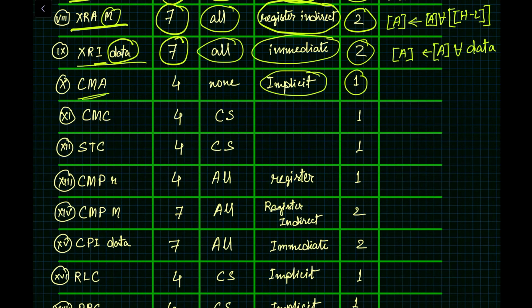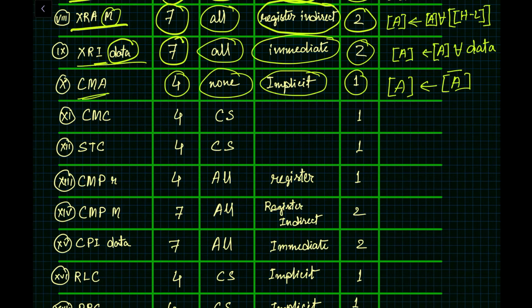So here the machine cycle is 1. We need 1 machine cycle and 4 T states, and none of the flags are disturbed. Here we can write like this: whatever be the content of the accumulator, that will be complemented and written back into the accumulator.